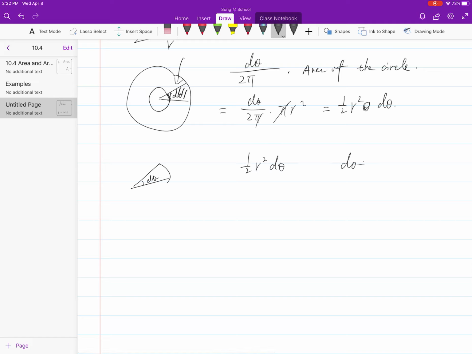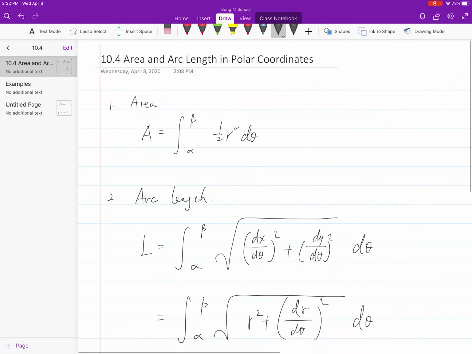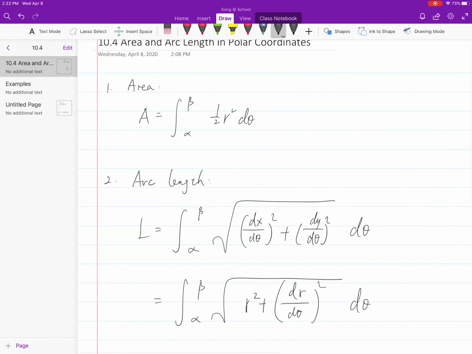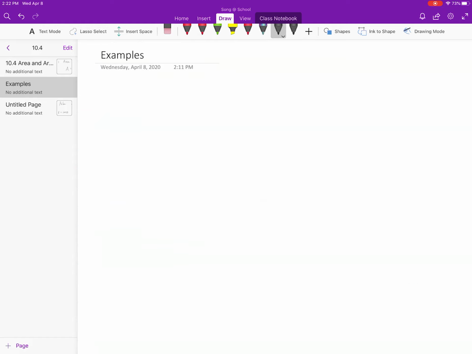Now I let d theta go to 0. I sum them together. The sum becomes an integral when I let d theta go to 0. Then this will be the formula of the area within a polar coordinate curve. I put the formula here. Note for theta, we start from an angle and end at an angle, so we usually use alpha and beta instead of A and B. But that's the formula.